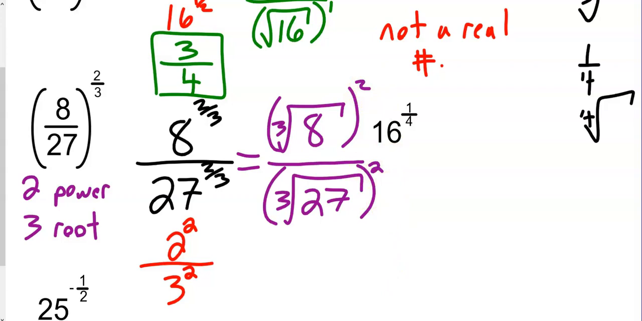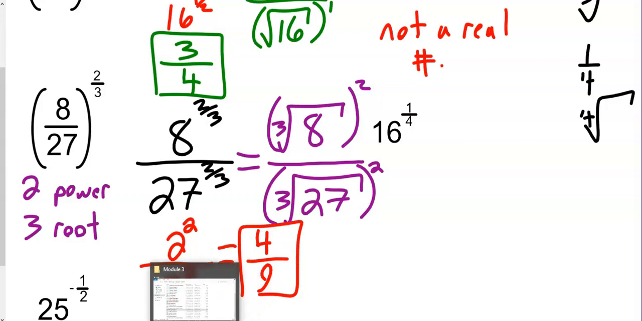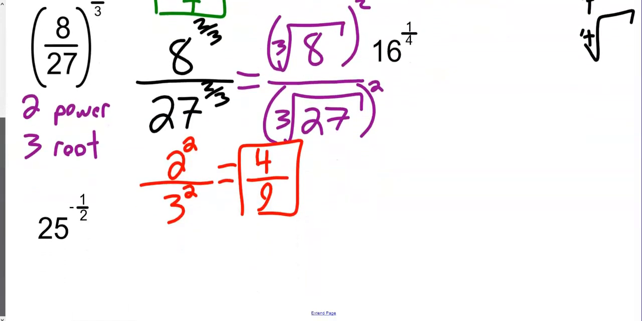Because in the end, I got to take these two answers that we took the cube root of, and I have to square them. So we get 2 squared, which is 4, 3 squared, which is 9, and that does not reduce. So there we go. Answer to 8 over 27 to the 2/3 is 4 over 9.